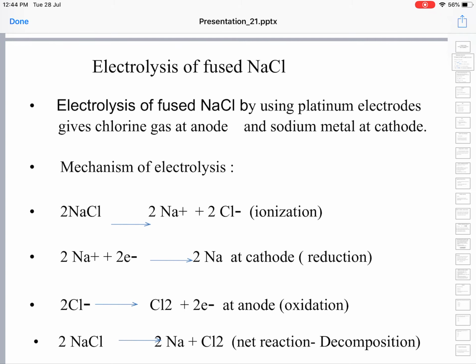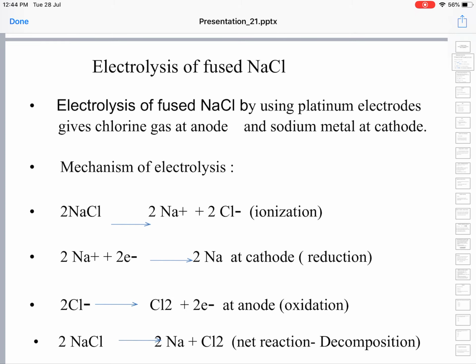So two things are happening by the passage of electricity through the fused sodium chloride. At the anode, chlorine gas is being liberated. At the cathode, sodium metal is getting deposited. The mechanism of electrolysis is that NaCl on fusion dissociates into constituent ions: 2 NaCl gives 2 Na+ and 2 Cl-.